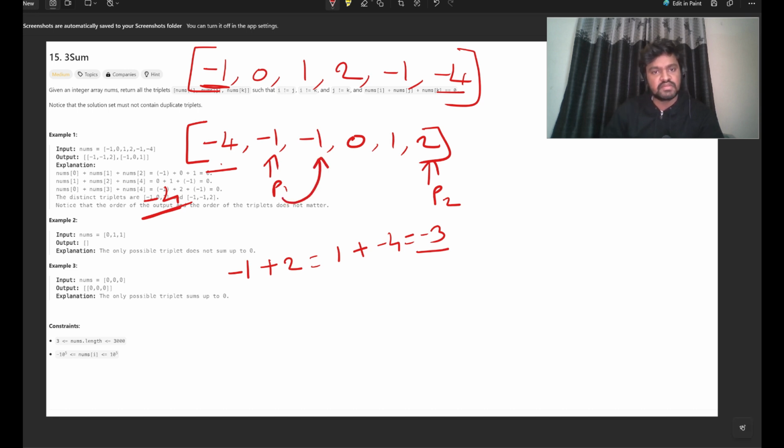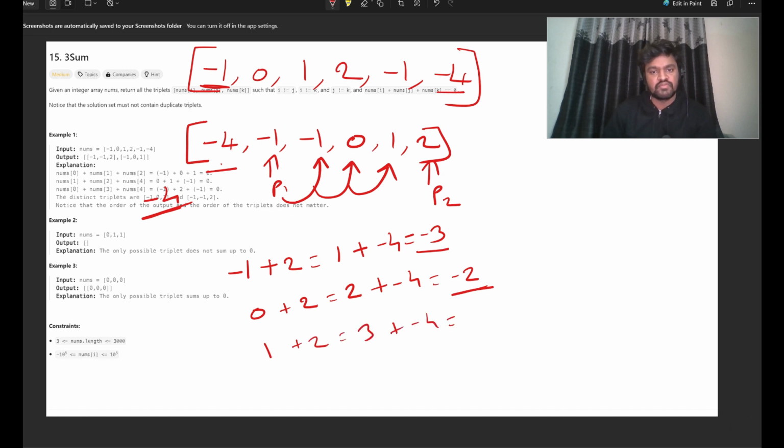When I move here, it is minus 1. When it is minus 1, it's again going to give this same number, right? So there is no point to do it to here. So I'm moving one pointer again. When you move here, it is 0 plus 2, and your answer will be 2 plus minus 4, it is minus 2. Still it is not 0. Moving this pointer one place, here 1, 2, 3, and here minus 4, minus 1.